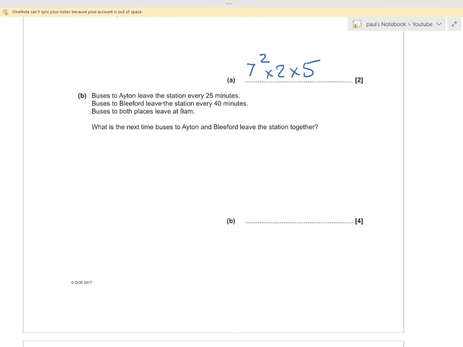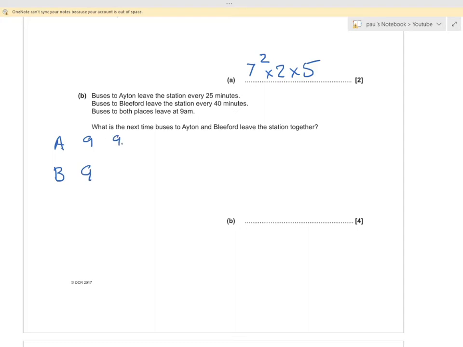A bus leaves Ayton every 25 minutes. Buses to Bleaford leave the station every 40 minutes. Buses to both places leave at 9. What's the next time that they leave together? Oh, God. So buses to Ayton and buses to Bleaford. So they go at 9, yeah?